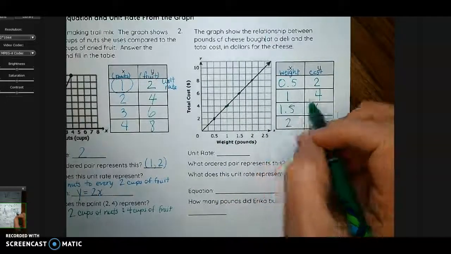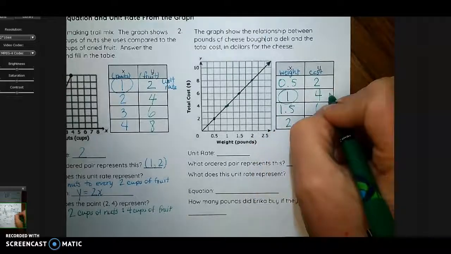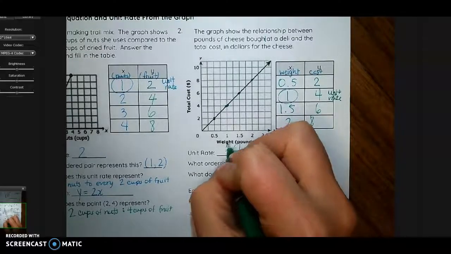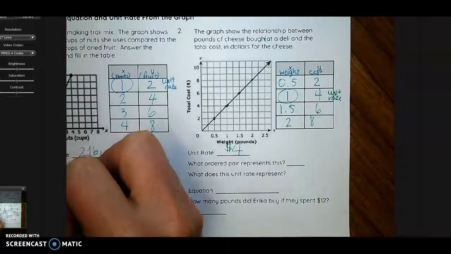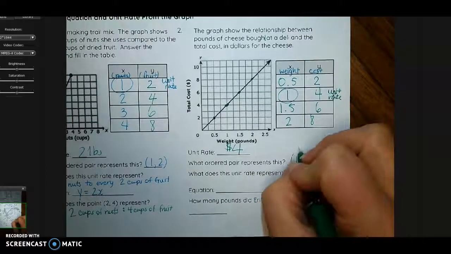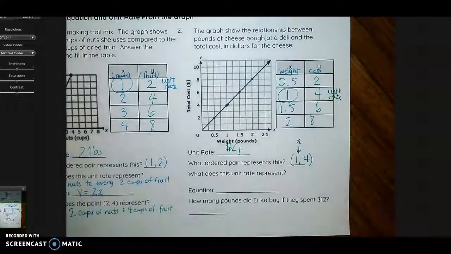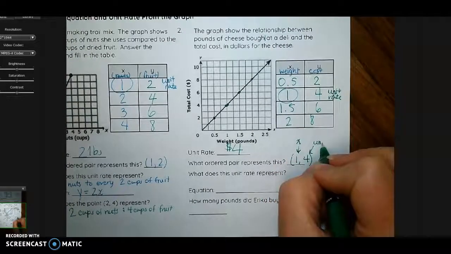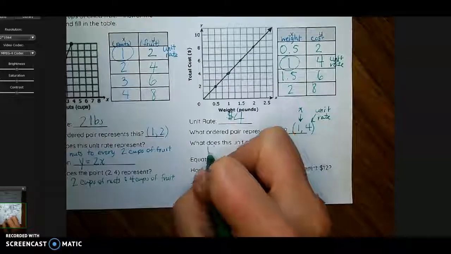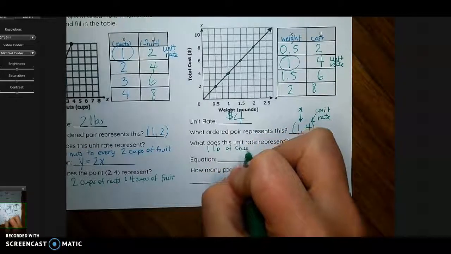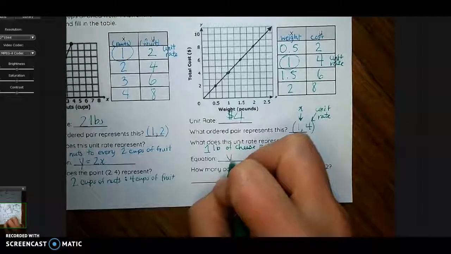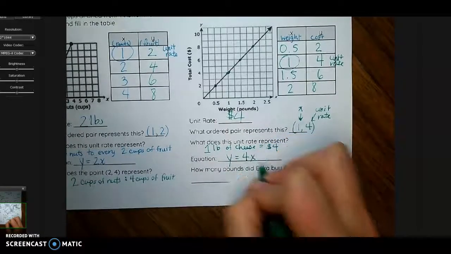So my unit rate is going to be right here because this is where my x equals 1. So my unit rate is 4. And that's in money, so it's going to be dollars. Over here, my unit rate, I could have said was in pounds. So what ordered pair represents this? Well, it's the ordered pair (1, 4), because whenever the x equals 1, there's my unit rate right there. What does this unit rate represent? Well, that means that 1 pound of cheese is $4.